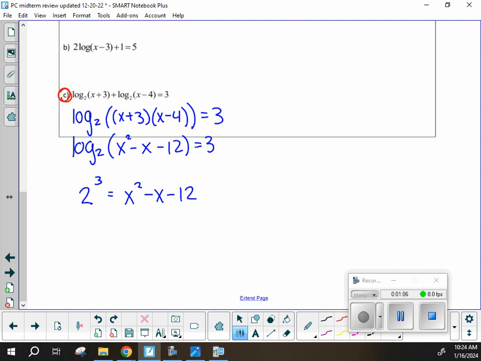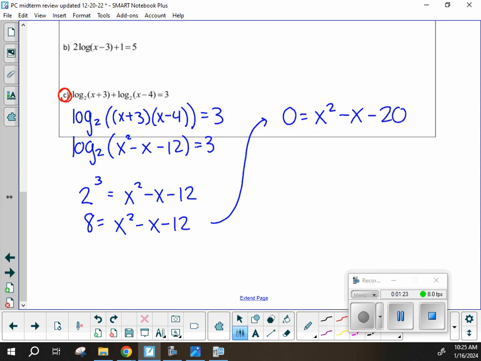Now that's a quadratic with an x squared and an x term. So I know that I need to get that equal to 0 before I pick my favorite method to solve for x. So I'm going to subtract 8 to the other side, and that puts me here. Your options at this point are factor, use the quadratic formula, or complete the square. I always try to factor first if I can, and this one is nicely factorable.